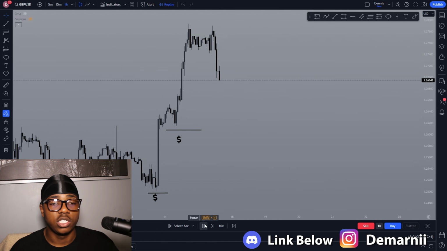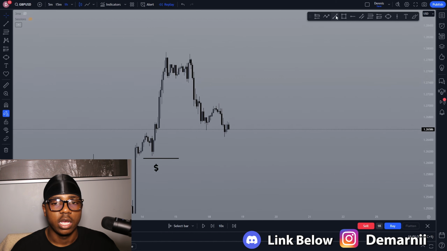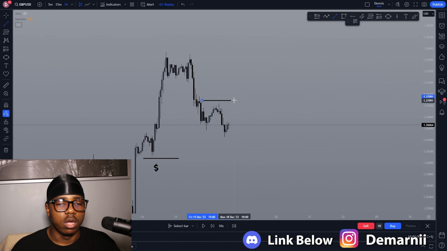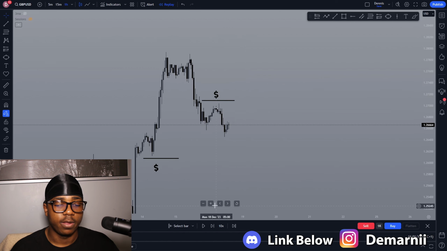I would say this is actually quite an easy concept. It's quite easy to understand how it works. It's just that a lot of people are misinformed about liquidity and they try to overcomplicate it. It's really, really not that complicated.